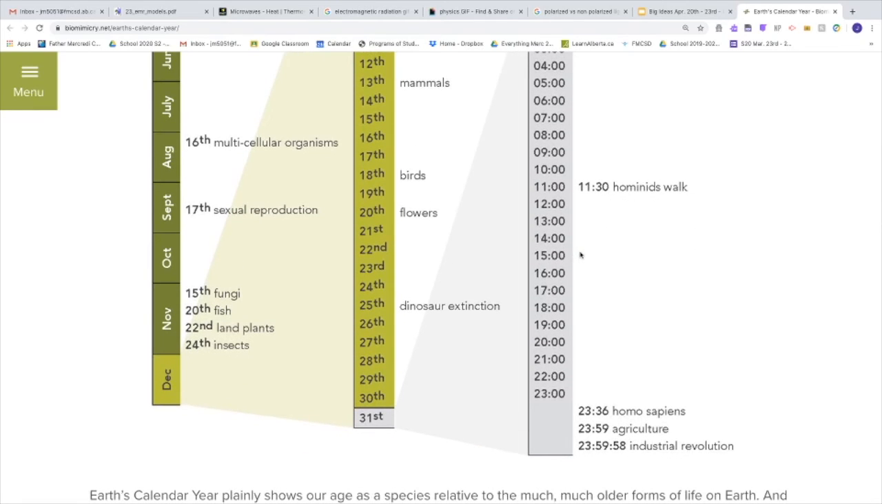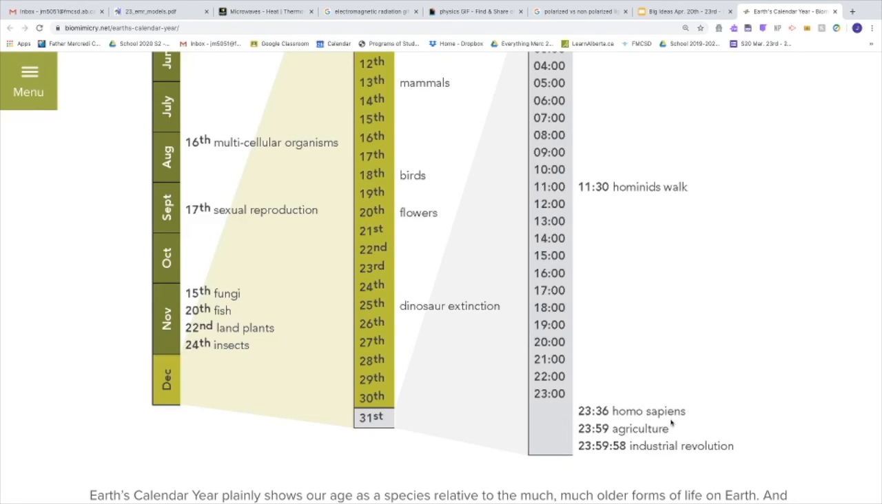When do humans actually appear? Look at that. Homo sapiens, those are humans. 11:36 p.m. So 24 minutes before midnight, before the end of this Earth's history as a year, that's when the very first humans appear. So all of human history, every war, everything you can possibly imagine fits into the last 24 minutes of this year, if the year were the Earth's history, right?